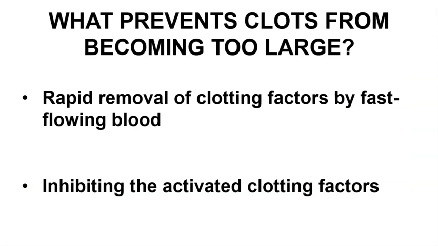So clot formation is a positive feedback mechanism, which means that if it is not controlled, the clot could become unnecessarily large and clog up blood vessels in places where clots don't need to occur. Two key items will prevent clots from becoming too large. The first is the rapid removal of clotting factors by fast-flowing blood. Fast-moving blood helps to prevent clots from forming because it dilutes the amount of clotting factors that are in a particular area.